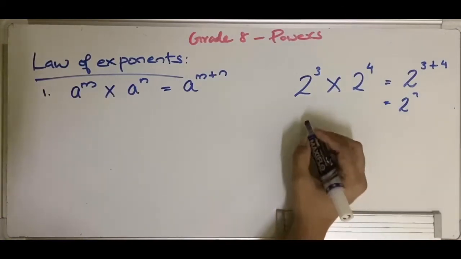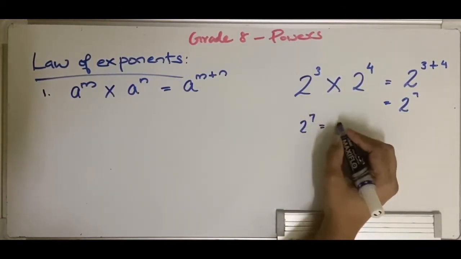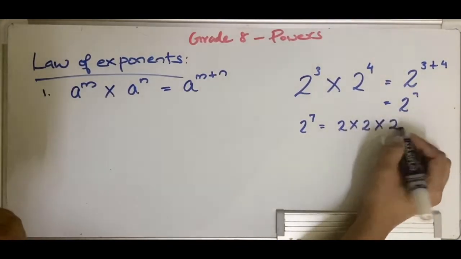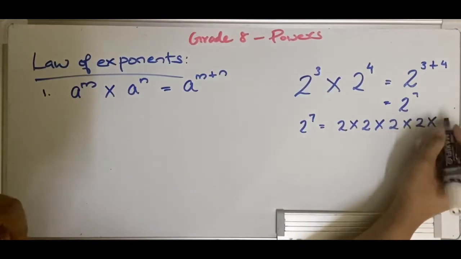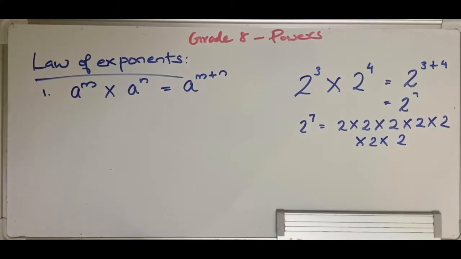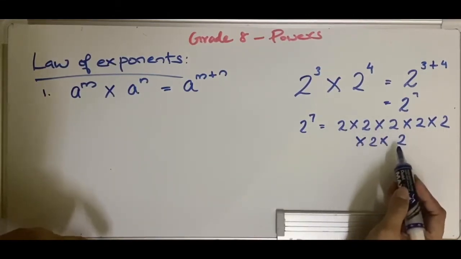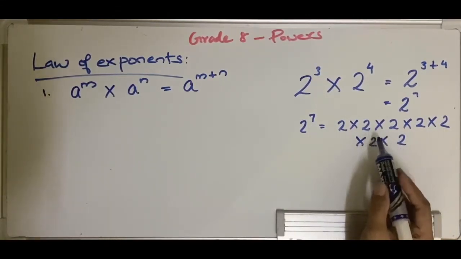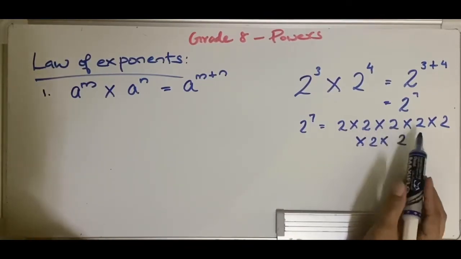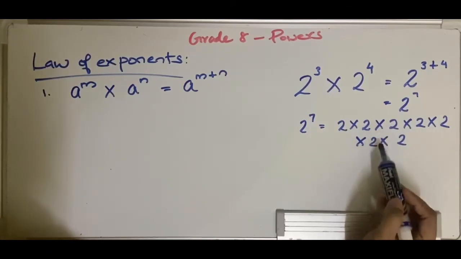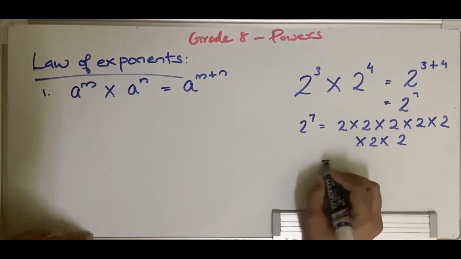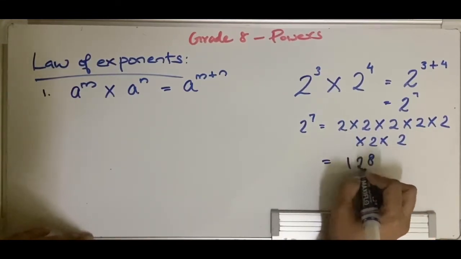Right? And I believe everyone knows that 2 raised to 7 simply means you have to multiply 2 seven times. So 2 times 2 times 2 times 2 times 2 times 2 times 2. Seven times you have to multiply 2 to get the final answer. Clear? 2 times 2 would be 4, 4 times 2 would be 8. Similarly, 2 times 2 is 4, 4 times 2 is 8, 8 times 8 is 64, and then 64 times 2 would be 128.